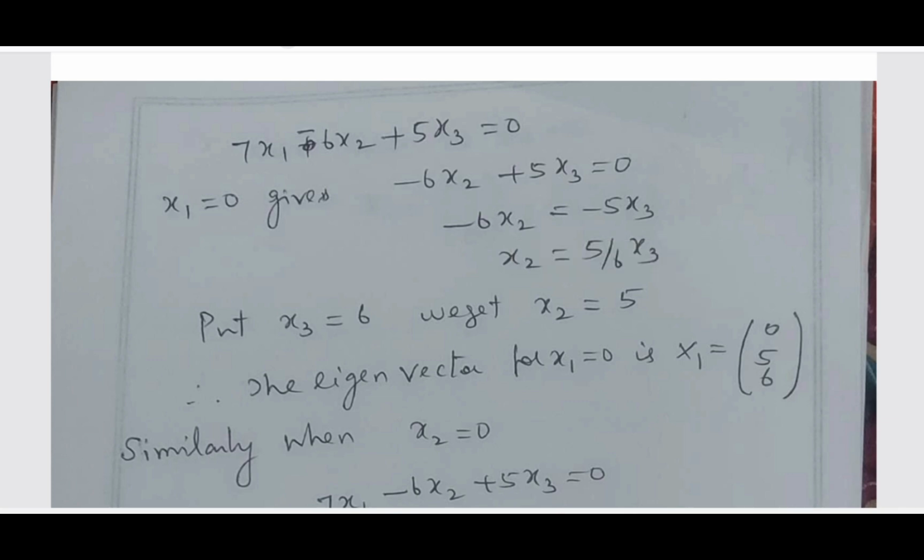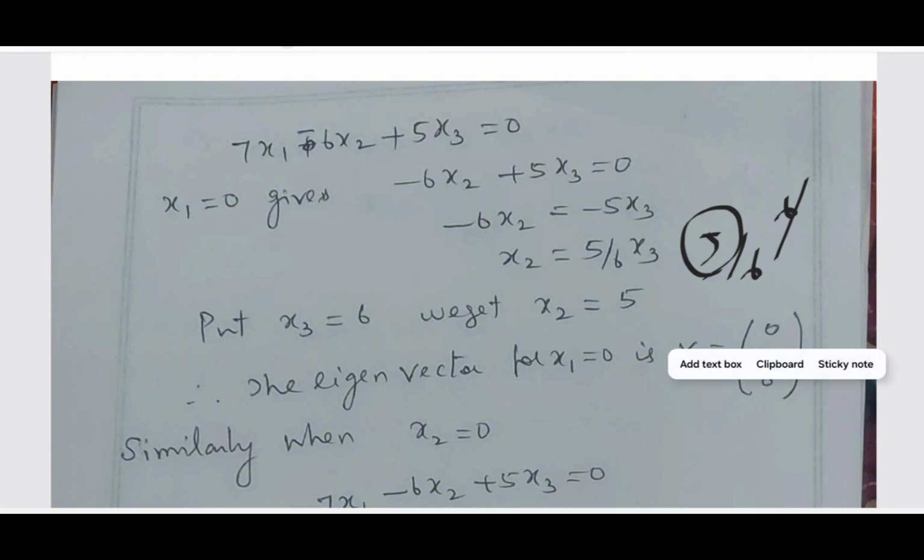So what I am going to assign is x3 is equal to 6, so that the 6 and 6 get cancelled. So you will get it like this. That is 5 by 6 into x3, which is also 6, so the 6s get cancelled, and you will get x2 equal to 5. So that's how we get the eigenvector. For x1 equal to 0, you get x2 is equal to 5 and x3 is equal to 6. Therefore, the first vector is 0, 5 and 6.